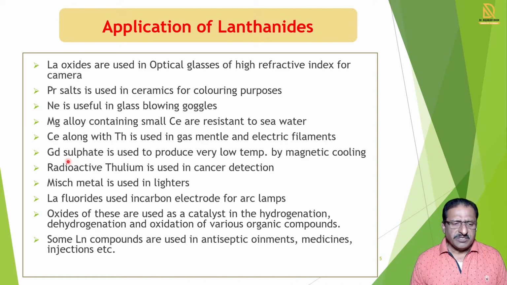Then some other elements like gadolinium sulfate. That gadolinium sulfate is used to produce very low temperature by magnetic cooling. Such magnetic cooling, or gadolinium sulfate, is used in certain devices that work continuously for 24 hours, or 24 by 7, and to decrease or maintain their lower temperature, such magnetic cooling is necessary, and in that gadolinium sulfate is used.